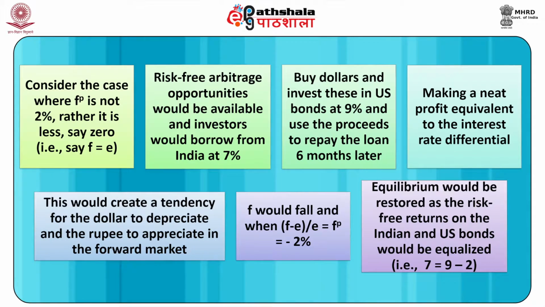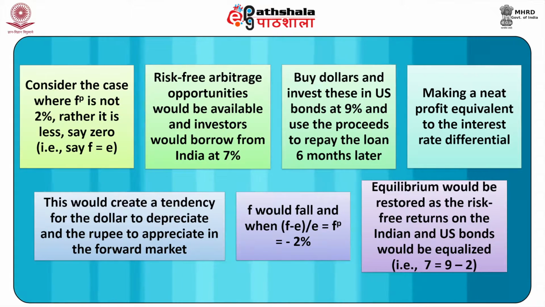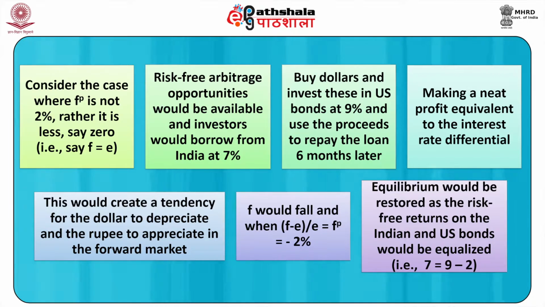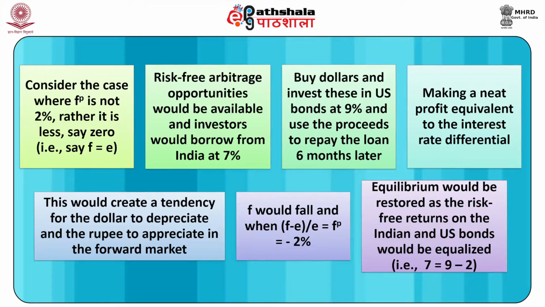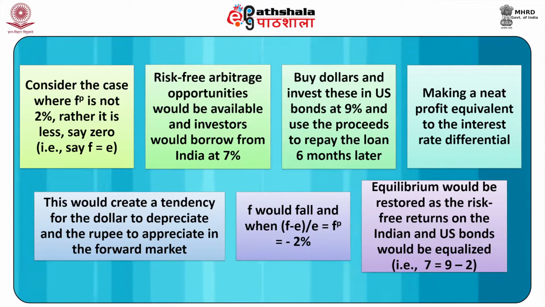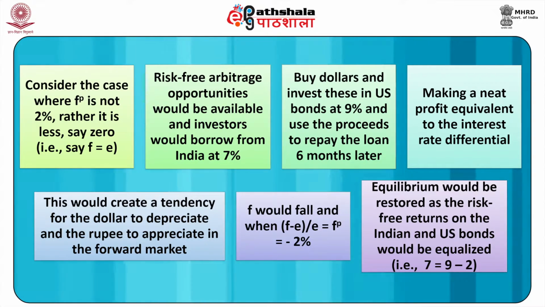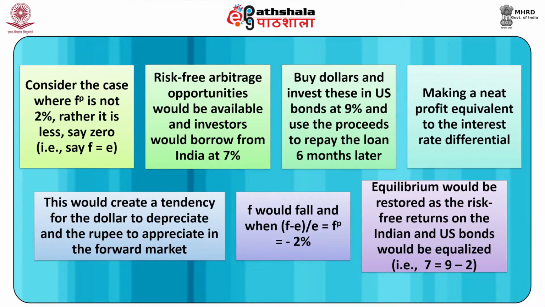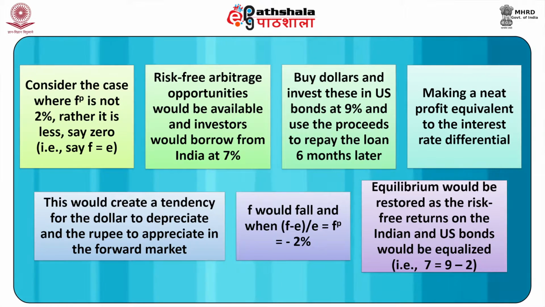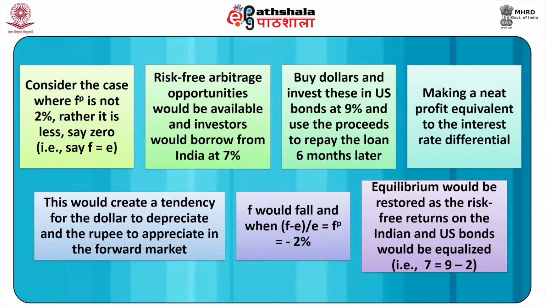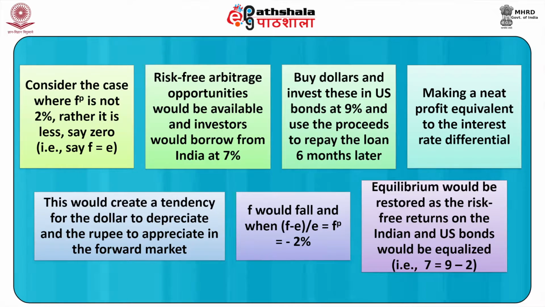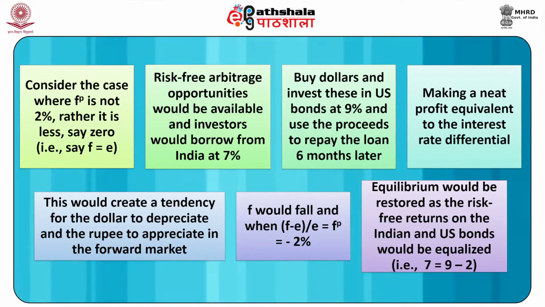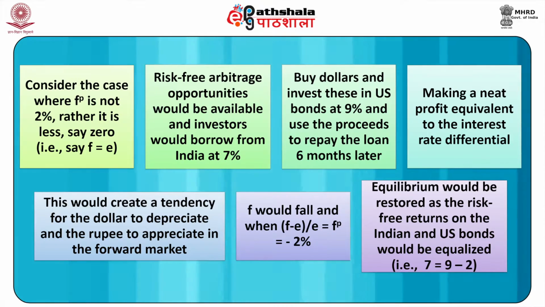In the above example, consider the case where f^p is not 2%, rather it is less, say 0, that is, say F is equal to E. In this case, risk-free arbitrage opportunities would be available and investors would borrow from India at 7%, buy dollars and invest these in US bonds at 9% and use the proceeds, converting them into rupees at the forward exchange rate, to repay the loan 6 months later, making a net profit equivalent to the interest rate differential.